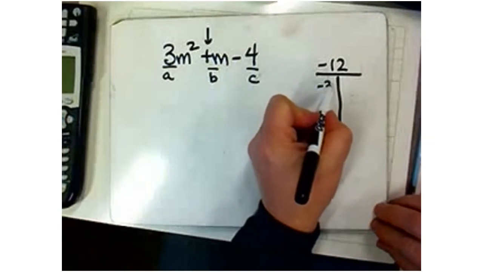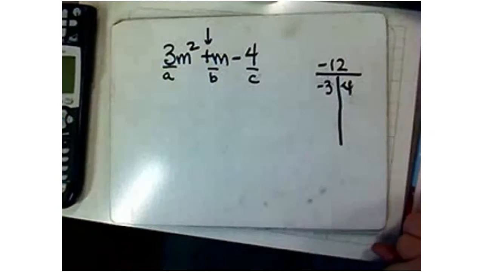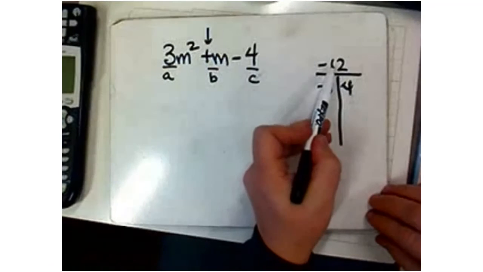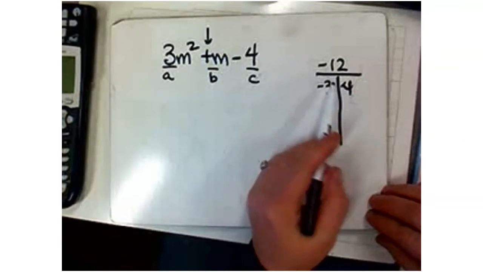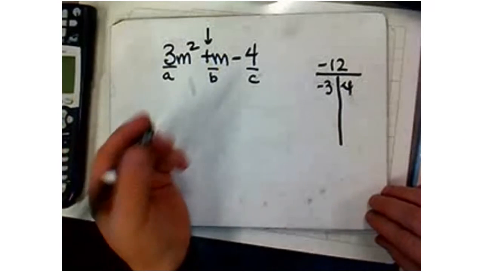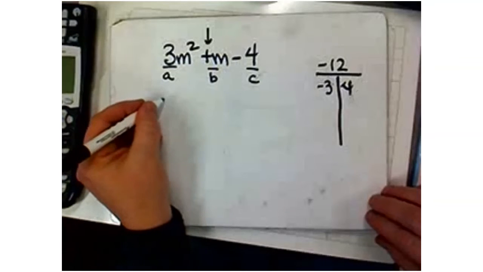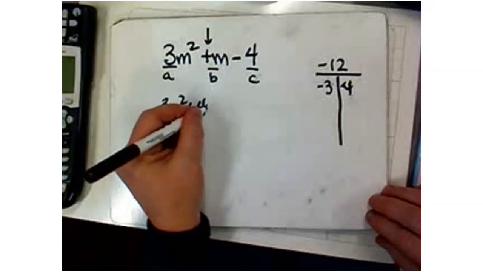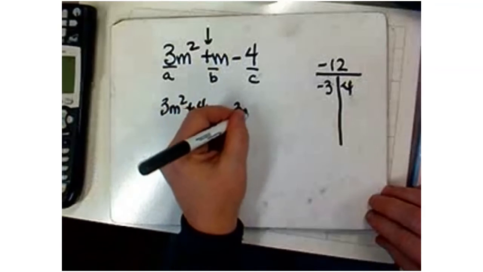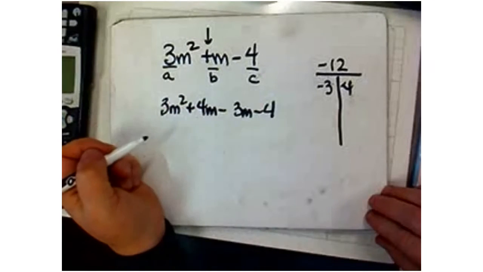So we know that negative 3 and 4 would do that. Negative 3 times 4 is negative 12. Negative 3 plus 4 is our 1. So then they show that they're going to group these: 3m squared plus 4m minus 3m minus 4.